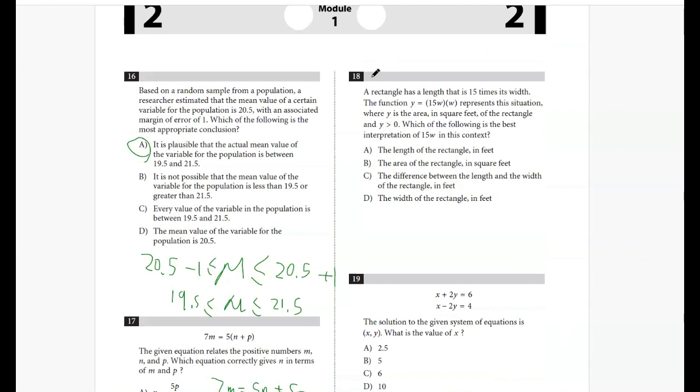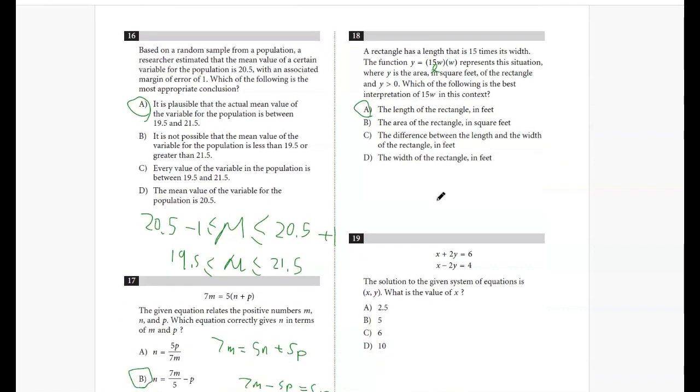A rectangle has a length that is 15 times its width. The function y equals 15w times w represents the situation where y is the area in square feet of the rectangle and y is greater than 0. Which of the following is the best interpretation of 15w in this context? It literally said length that is 15 times its width. So this is length. For 18, the 15w means the length. So A is the correct answer.